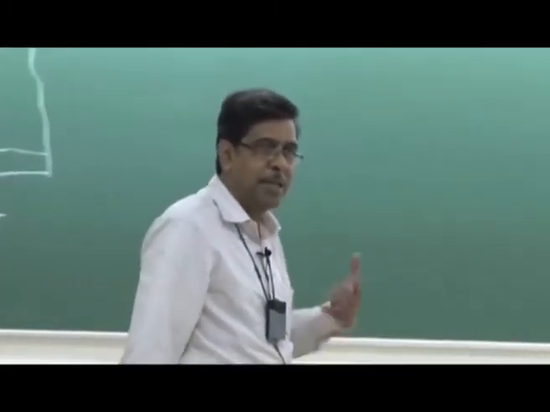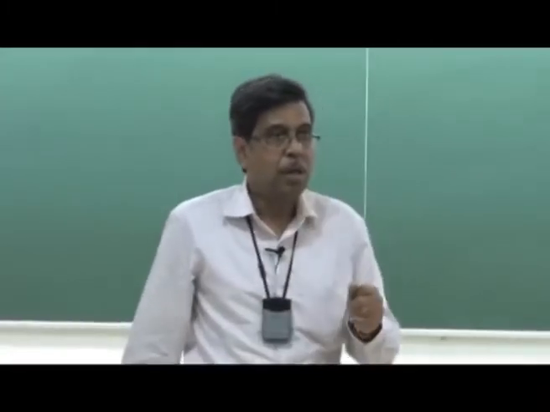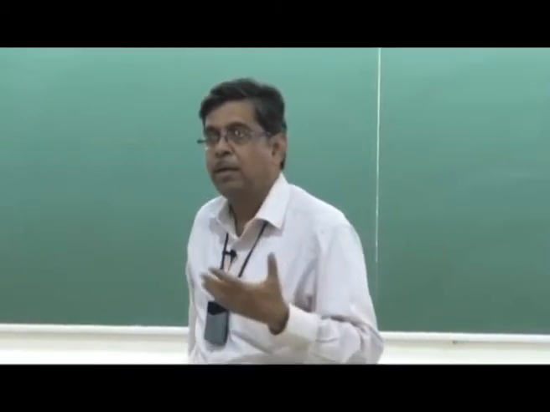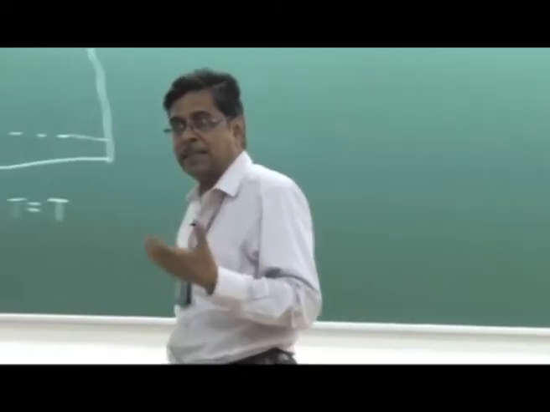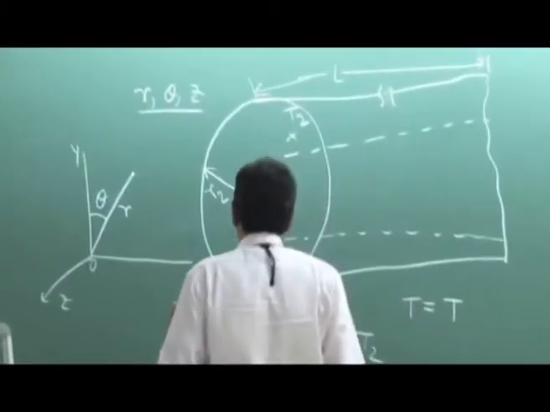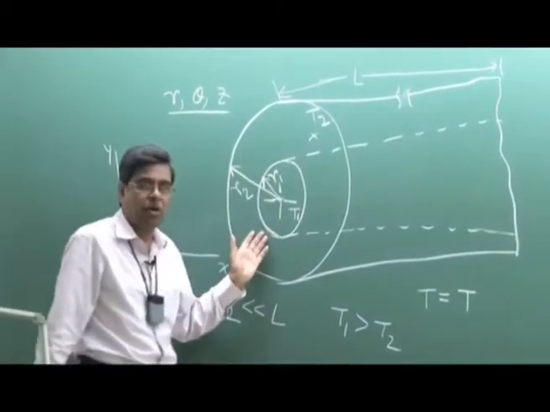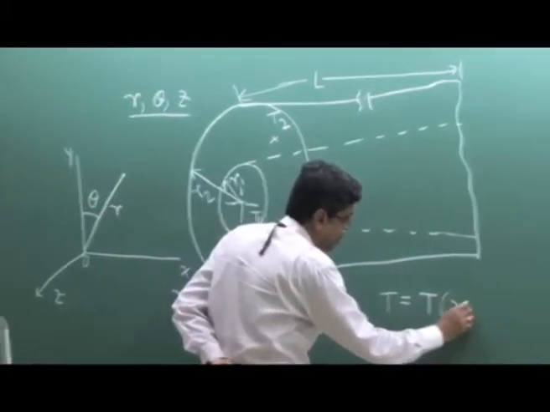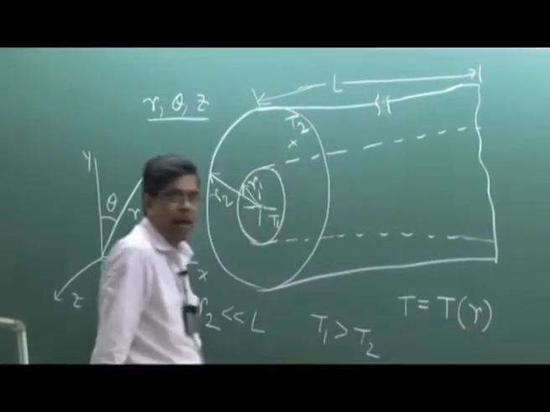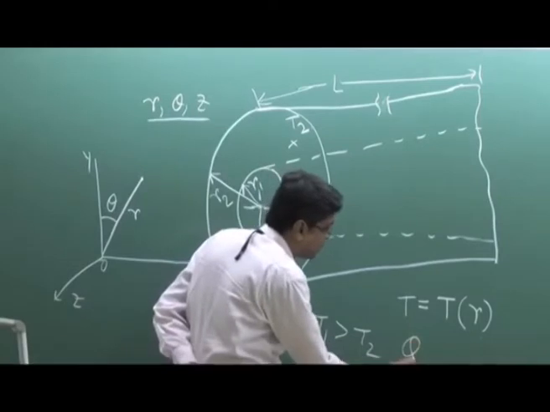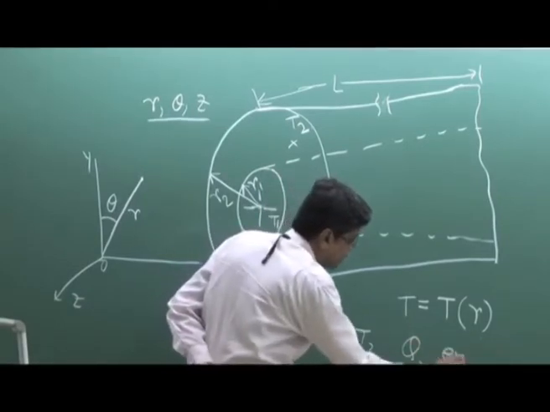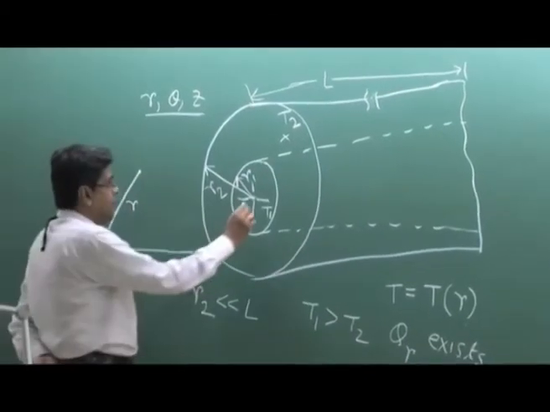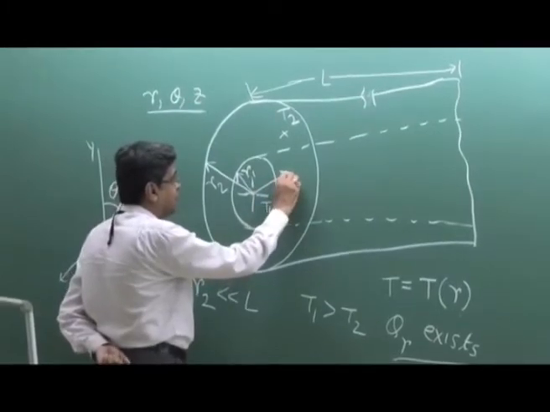A problem becomes inherently unsteady when the boundary conditions are unsteady. But if the boundary conditions are steady, after a transient, a system always attains a steady state. So we consider a steady state. In this case, T is a function of r only, and only the heat flux in the r direction exists. Only q_r exists. That means there is a heat flux in the r direction, q_r.